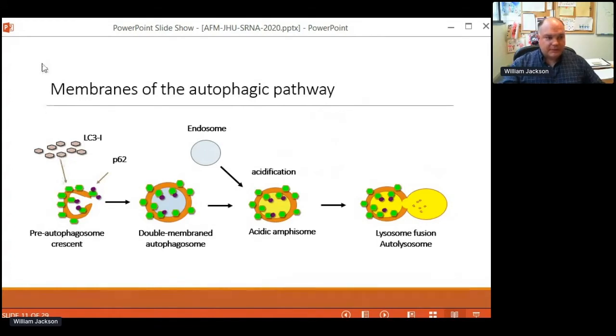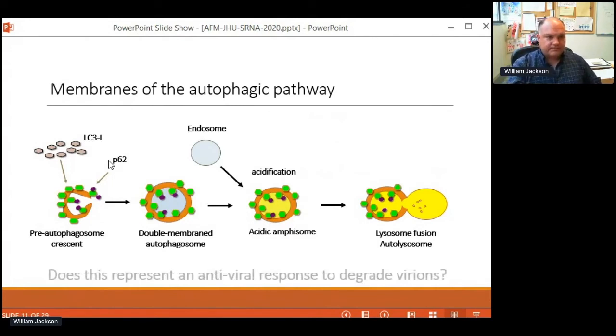There are two proteins I'll just mention on this slide. One is the LC3 protein. It's critical for autophagosome formation, and it becomes lipidated, and that lipidated form is then found on the pre-autophagosome crescent. And then there's a second protein called p62. This is a cargo adapter. It has another name, SQSTM1, and it binds to cargo and is degraded with the cargo. So we use these to monitor the autophagy pathway, and they'll come up in a couple of future slides.